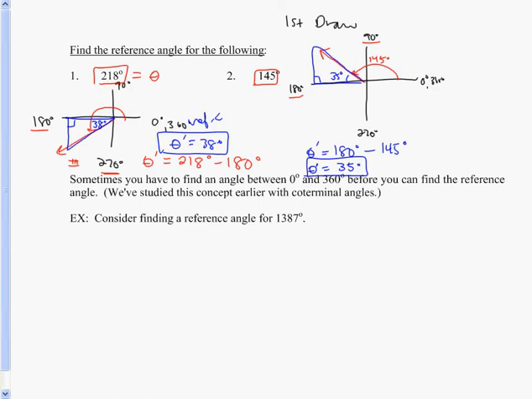Okay. Now sometimes we aren't even in the zone to find a reference angle. Sometimes we have to do a little bit of work before we can start finding a reference angle. And that is because when you go to find a reference angle, you need to start between 0 and 360 to begin with. And sometimes you're not there. Consider the following problem where you're looking for a reference angle for 1387 degrees. That's not between 0 and 360.